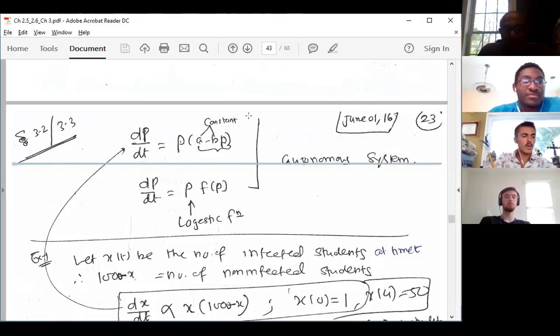Good. So dP/dt, this is called the autonomous differential equation. This is called a logistic function too. So dP/dt equals P(a minus bP).